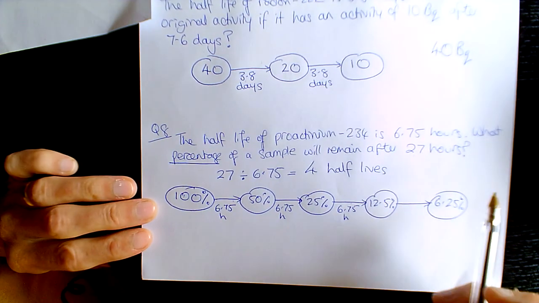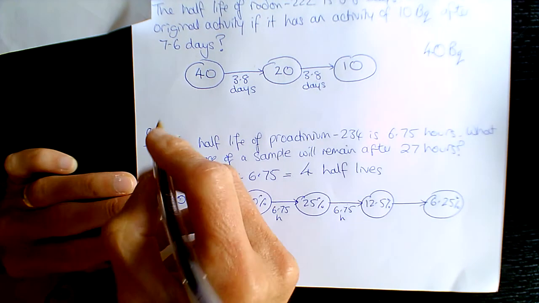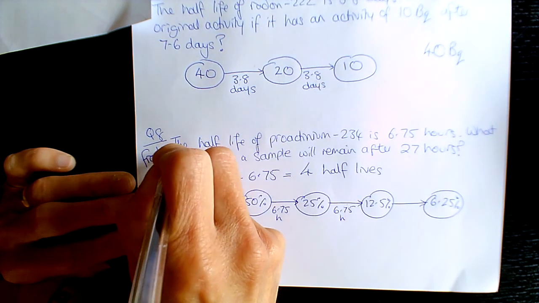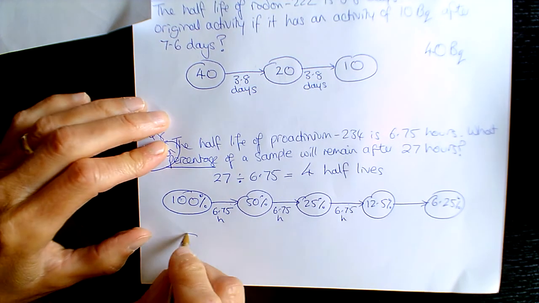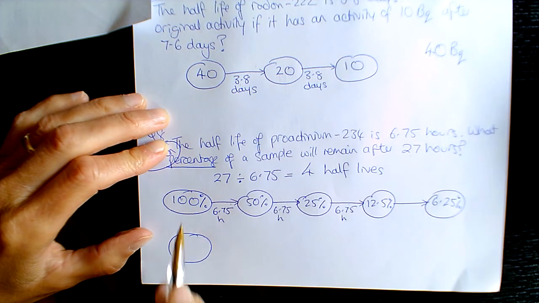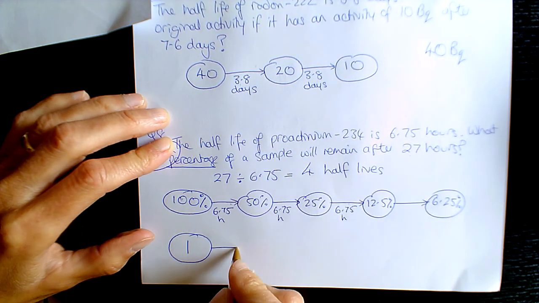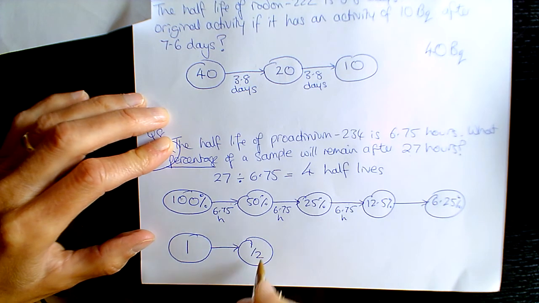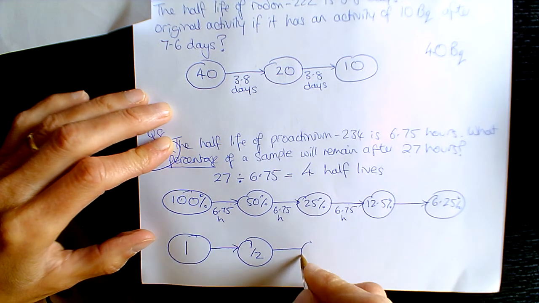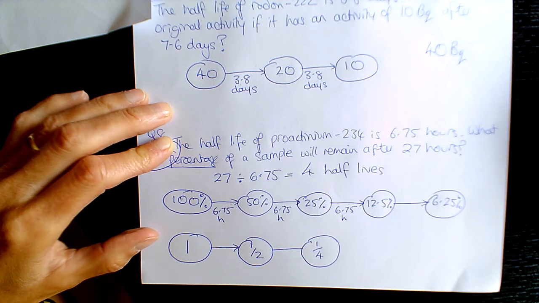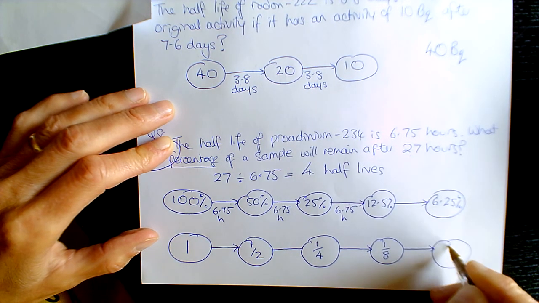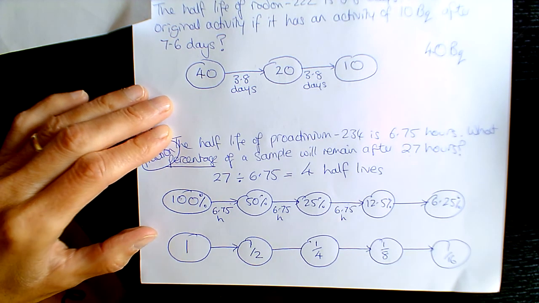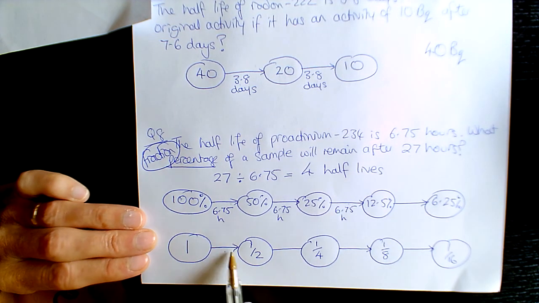I'll just show you here, if the question had said what fraction of a sample remains after 27 hours, you can do it in exactly the same way. Instead of writing 100%, you just write the number 1. After one half-life, there's going to be a half. After another half-life, there's going to be a quarter. After another half-life, it's going to be an eighth, and a 16th.